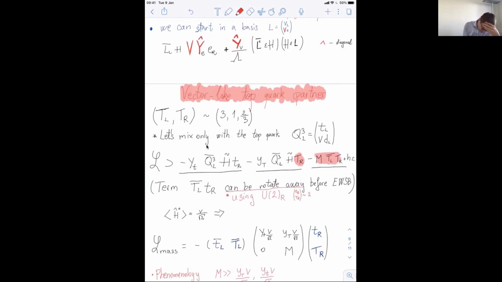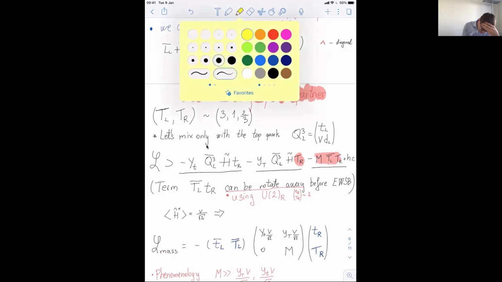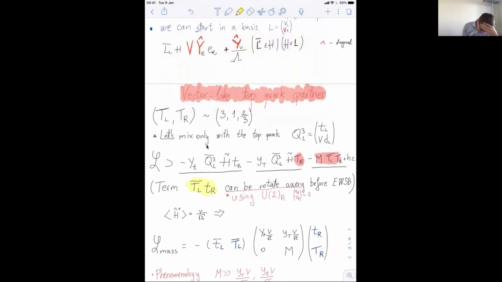In fact, there is another term one could write down. You can see this is also gauge invariant, because capital TL and TR are in the same representation, so you can rotate this way before electroweak symmetry breaking. Maybe if you do this exercise later on, you can convince yourself that you can use U2R, the global flavor symmetry of the sector, to rotate away this term, to start with the basis where it's 0. So you only have 3 terms.